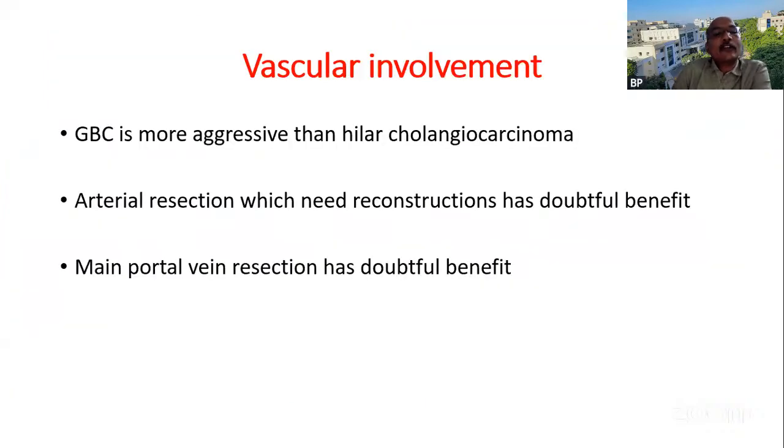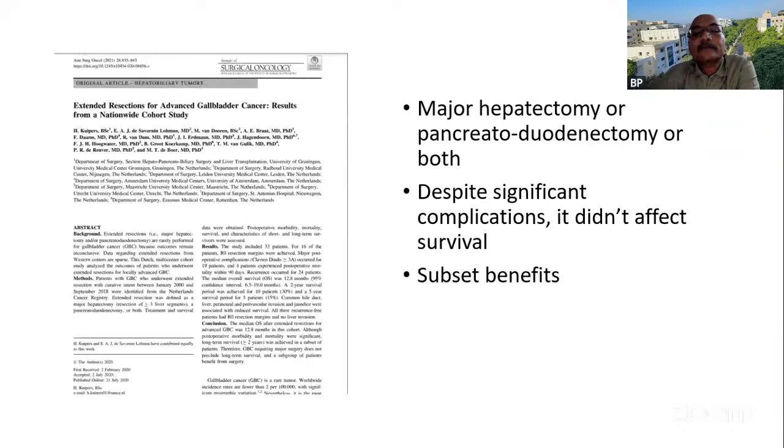Vascular involvement is more aggressive than in hilar cholangiocarcinoma. Arterial resections which need reconstruction are of doubtful benefit. So there is a difference between an arterial resection and a portal vein resection. Arterial resections are more problematic, and main portal vein resection is better avoided in carcinoma gallbladder unless you are subjecting this patient to neoadjuvant therapy and there is downstaging of this vascular front.